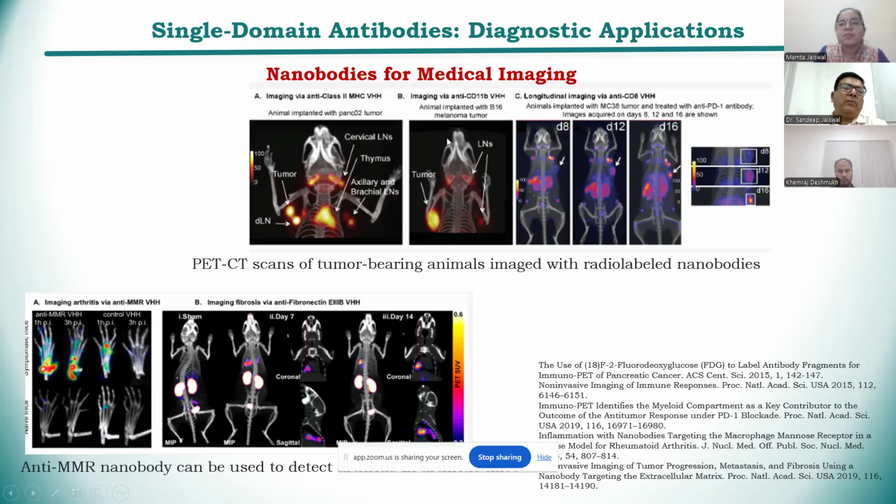The myeloma tumor can also be detected using anti-CD11B nanobodies, and in the last picture on the upper panel, you can see that the animal was imaged for the tumor with the help of PD-1 antibody. These are different cancer markers which are used for imaging different types of tumor and cancer. Rheumatoid arthritis can also be imaged using anti-macrophage receptor molecule nanobody.